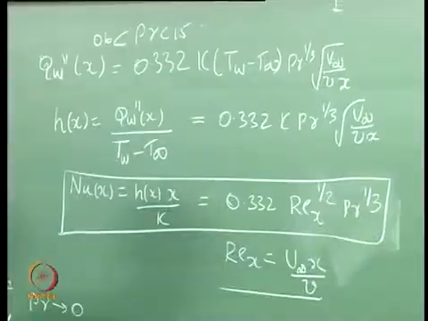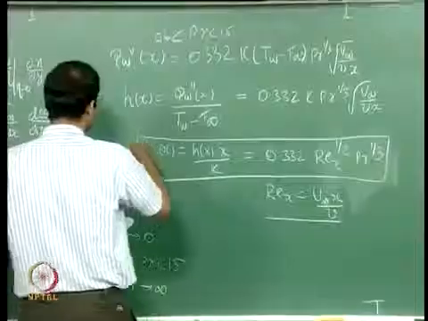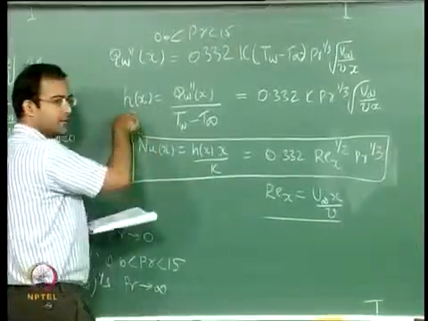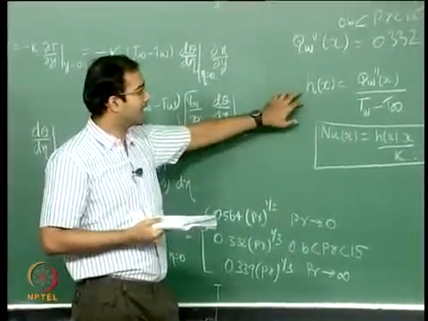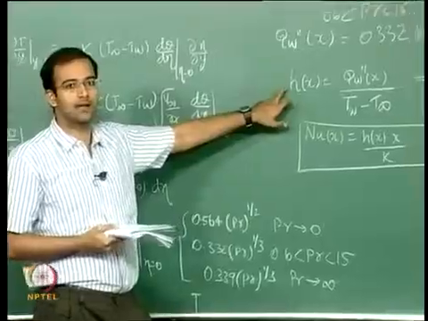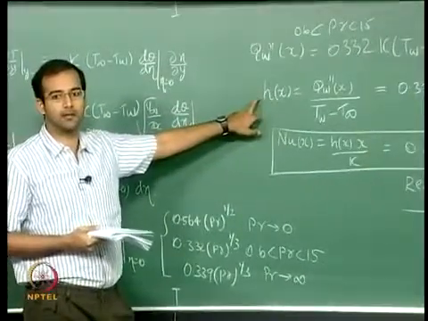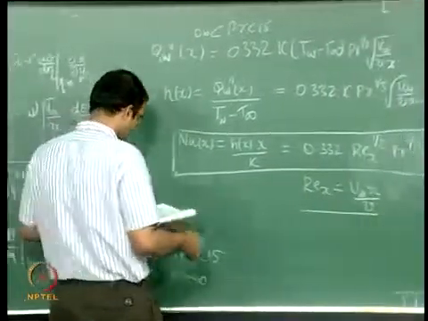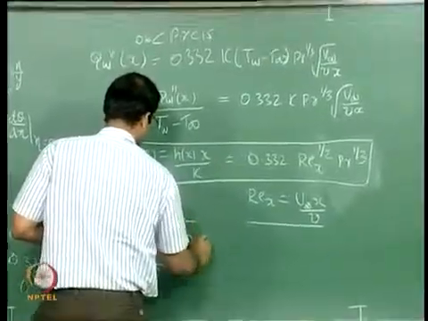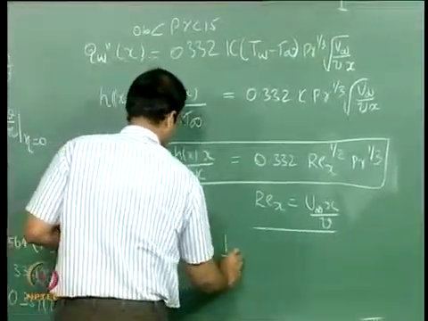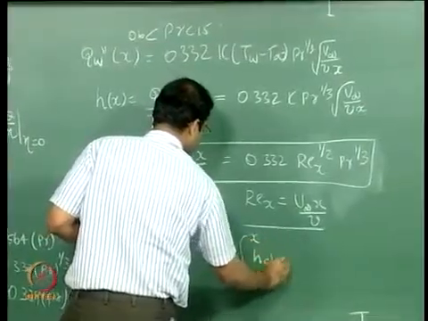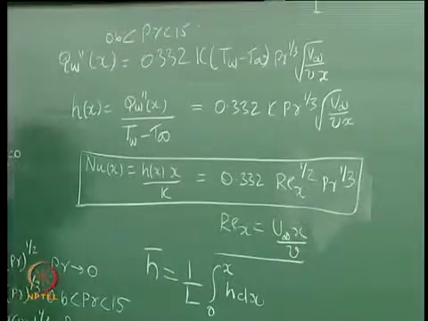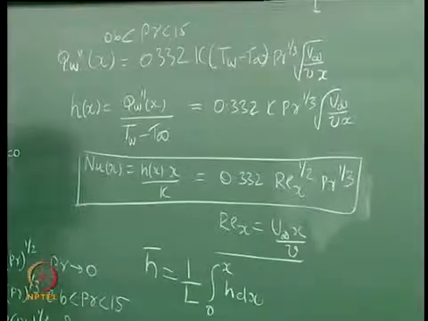Okay, so we can also do one more thing. Rather than being interested in the local variation of heat transfer coefficient and Nusselt number, we can calculate an average value of h for the entire plate. So we can also define an average value h over bar, which is 1 over L integral 0 to x h dx. This is the way I define my average over the entire plate length.